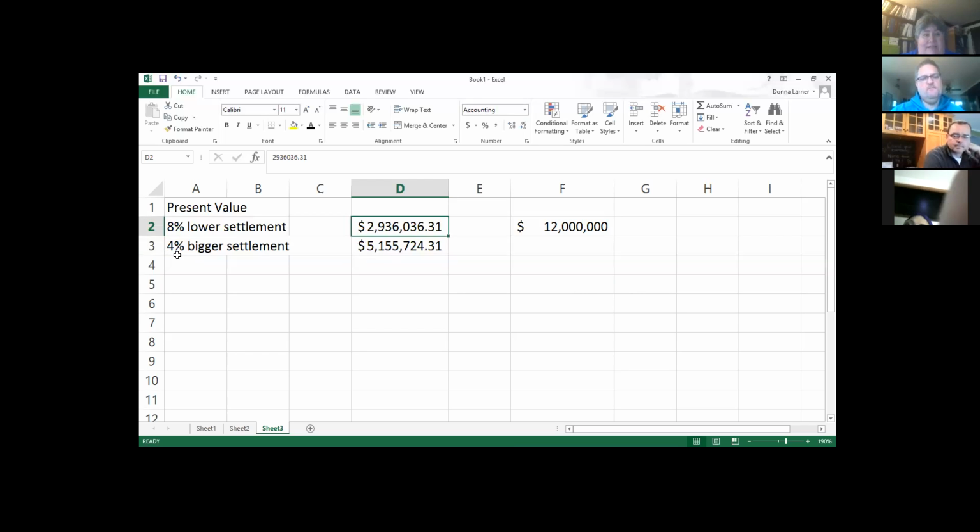Right. So you can see the family arguing one way, and the company who has to write the check obviously would rather write the $2.9 million check than the $5 million check. Okay. So just choosing the discount rate changes the story a lot.